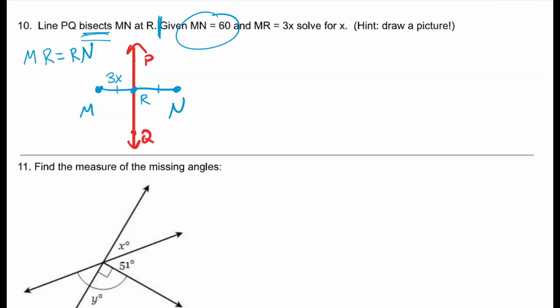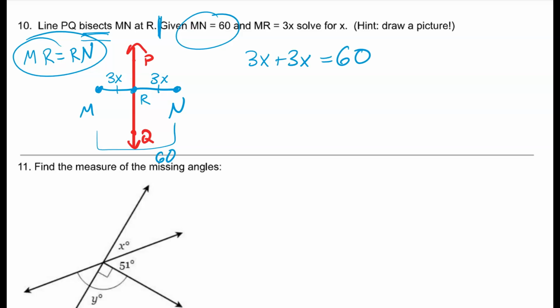There's a lot of different ways you could solve this one. One thing I'm noticing is that if MR is 3x, RN should also be 3x, because I know that the line is bisecting MN, so both halves should be congruent on either side of R. And if I know that the whole line segment is 60, I could set up the equation: the sum of the parts, both halves, summed together, equals the whole. I get 6x equals 60, divide by 6, divide by 6, I get x equals 10.